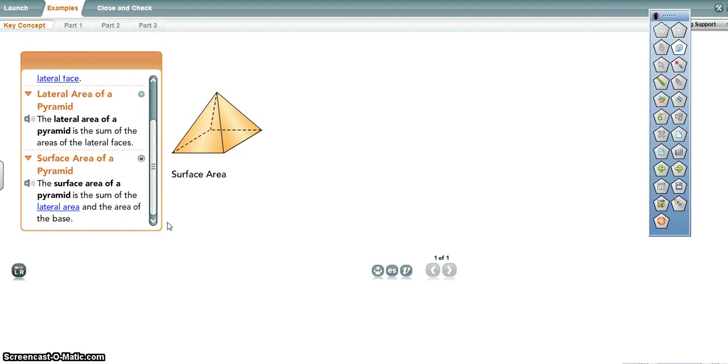The surface area of a pyramid equals the lateral area plus the area of the base. Or SA equals LA plus B. When we do a pyramid, we only have to add 1 base instead of adding 2 bases like in a prism.